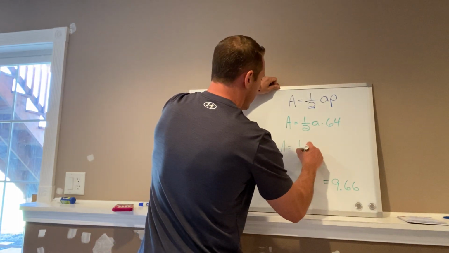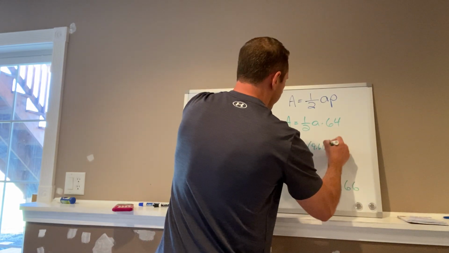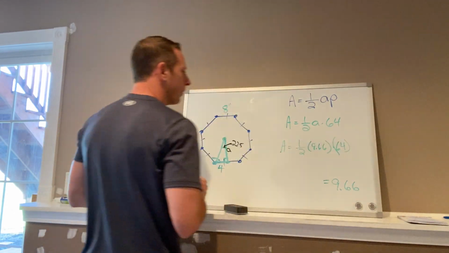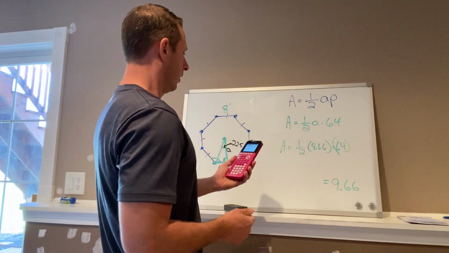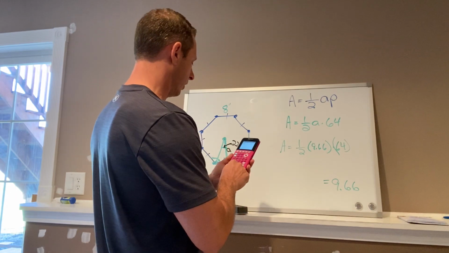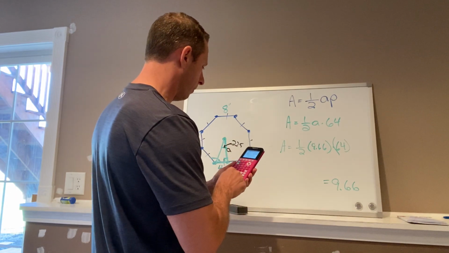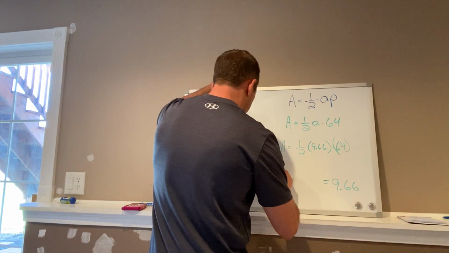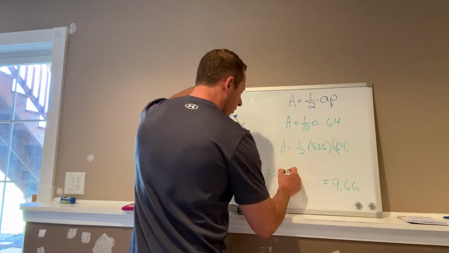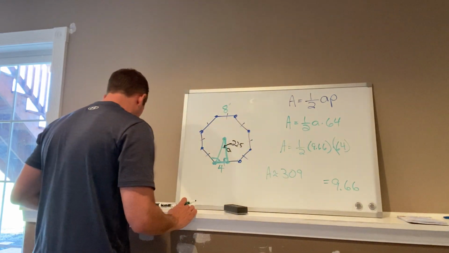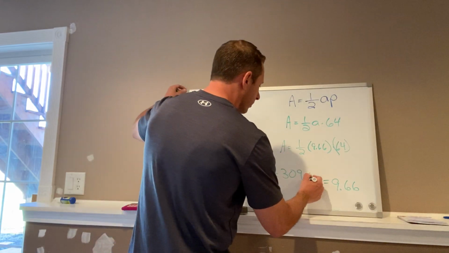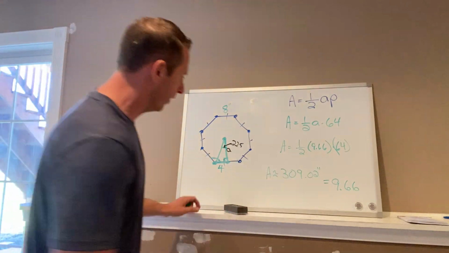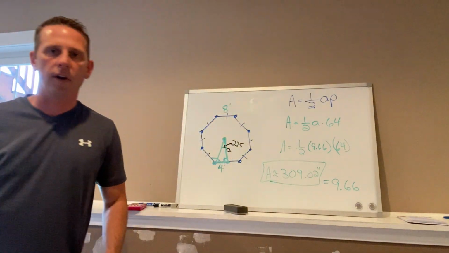Area equals 1/2 apothem times perimeter. 9.66 times 64. Enter. 309. The area is approximately 309. Depending on how you round it, you might get something a little different, since I just used the whole value. Somewhere around 309 for our area.